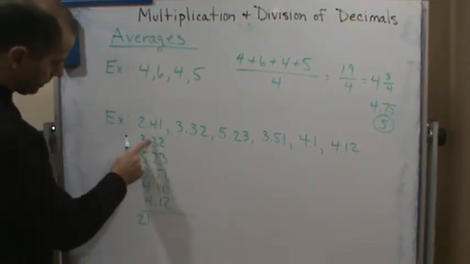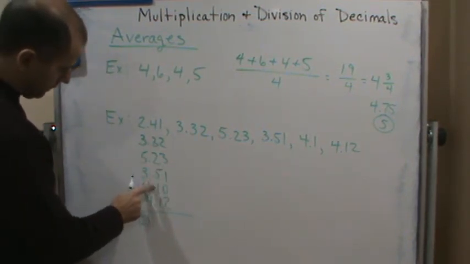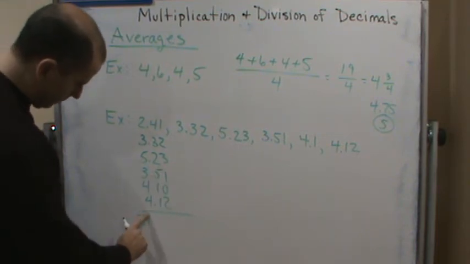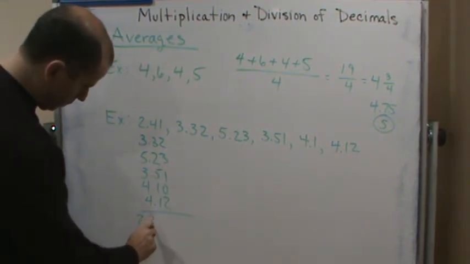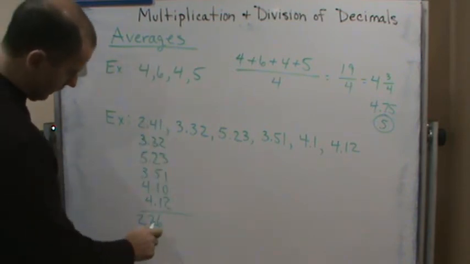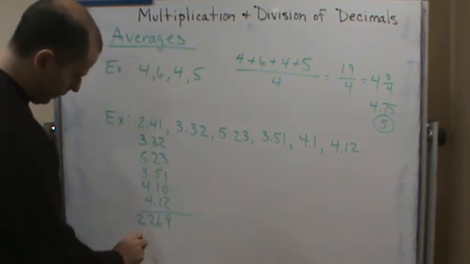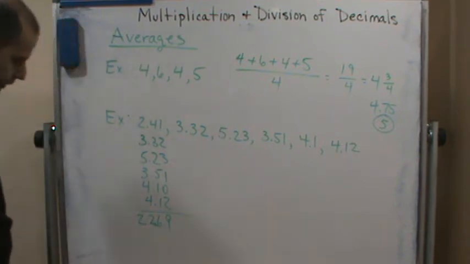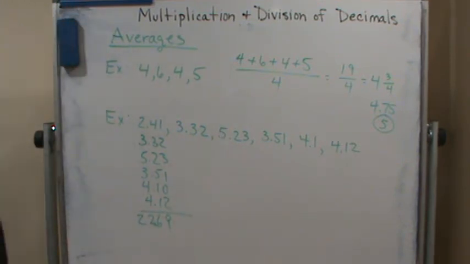And then I get 4, 7, 9, 10, 11, 16. So that becomes 2, and this becomes a 6. And then I get 1, 6, 7, 8, 9. So this becomes 9. So, and I drop down the decimal point. So I get 22.69 as the sum.